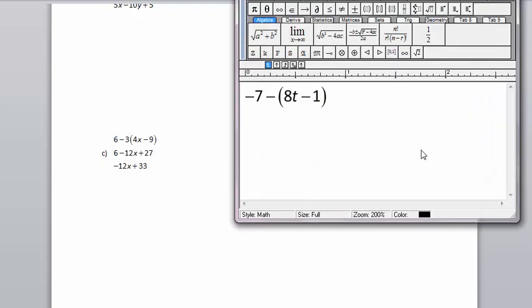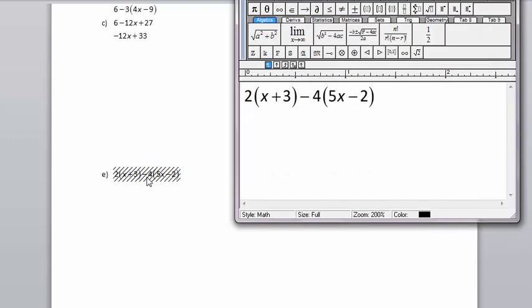Let's look at part D. Negative 7 minus the quantity 8t minus 1. If I distribute that negative, or negative 1, you can imagine that there's a negative 1 right here. That negative times 8t is going to make the 8t negative, and the negative times the negative 1 will make that a positive 1. The only variable term is negative 8t. We'll put that first, and our constants are going to add up to negative 6.